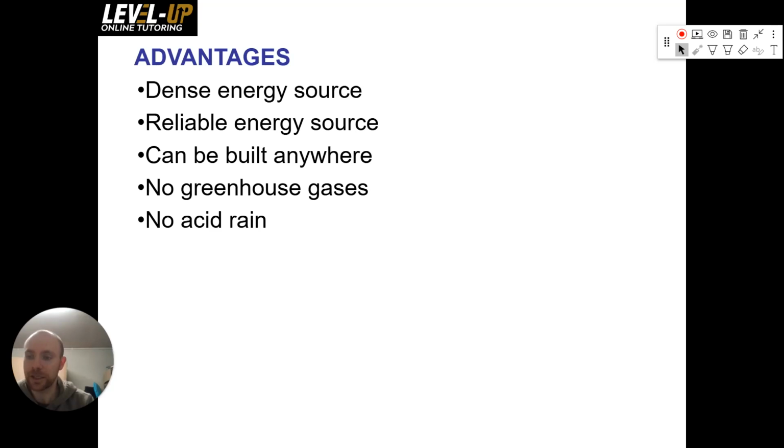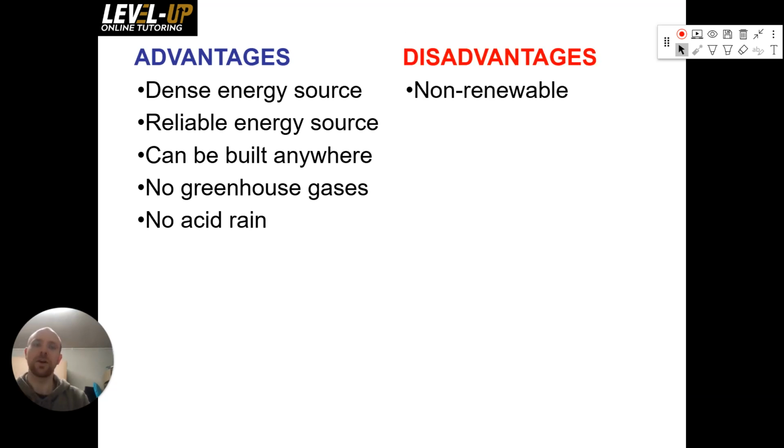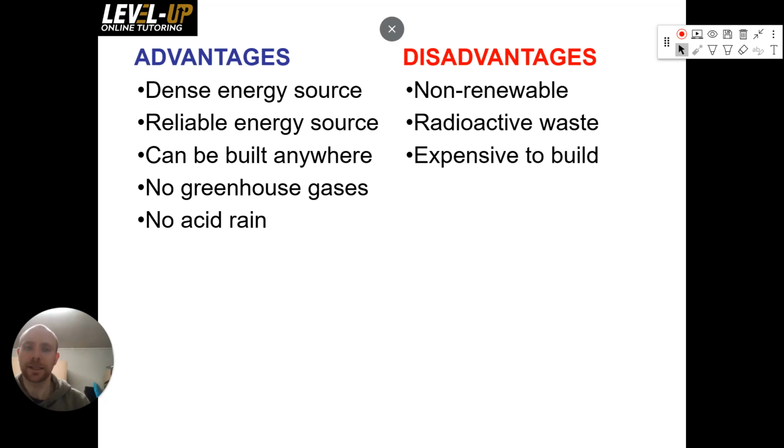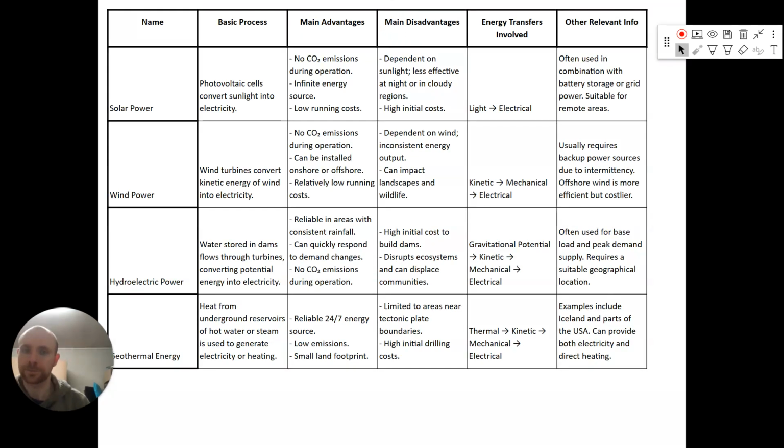So advantages of nuclear power: very dense. Again, reliable, just like coal and fossil fuels. We don't need to be in the right place for them to be working. We don't need the sun to be shining. We don't need the wind to be blowing. They can be built pretty much anywhere within reason. No greenhouse gases and no acid rain. But the disadvantages: non-renewable, radioactive waste, and they are very expensive. I hadn't mentioned that, but they are expensive to build.